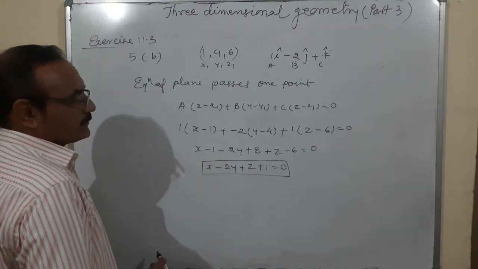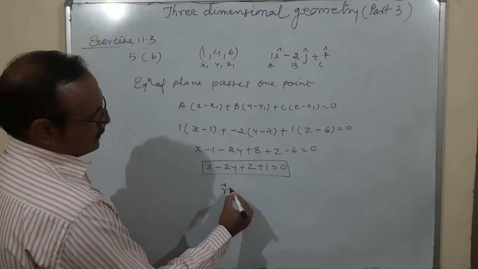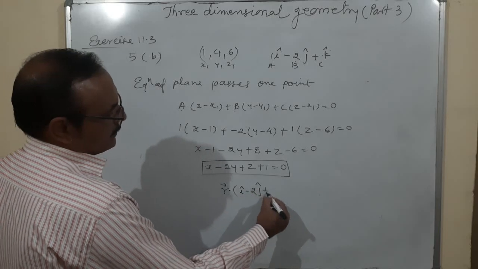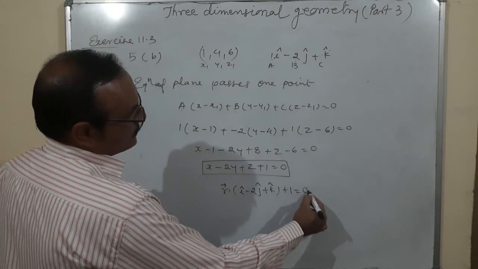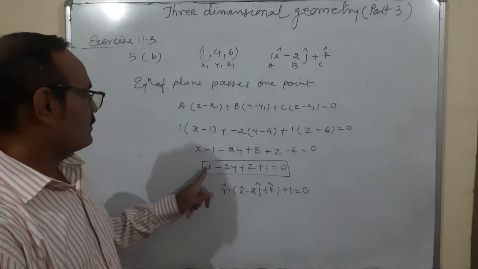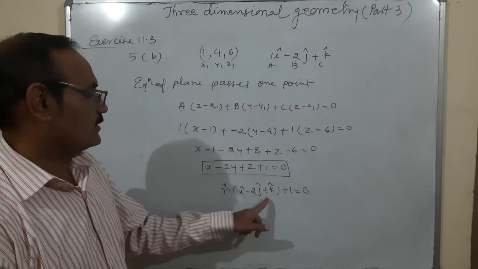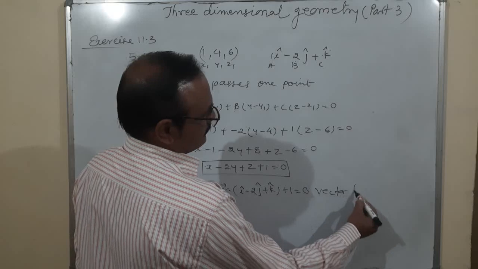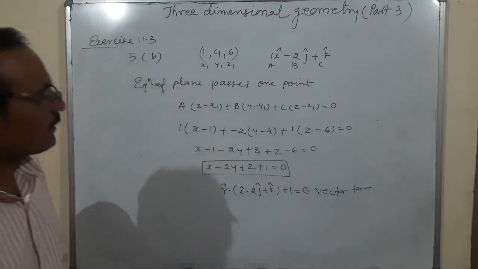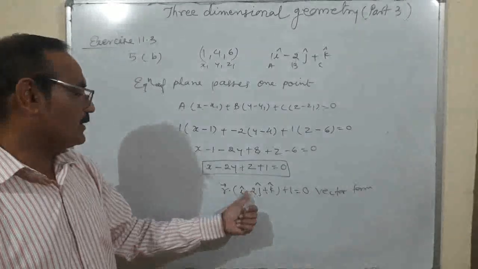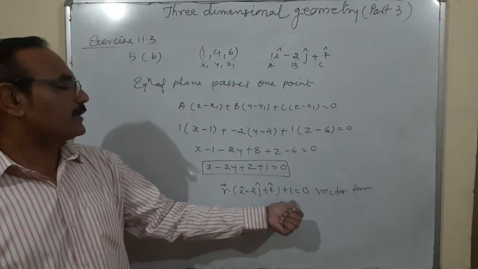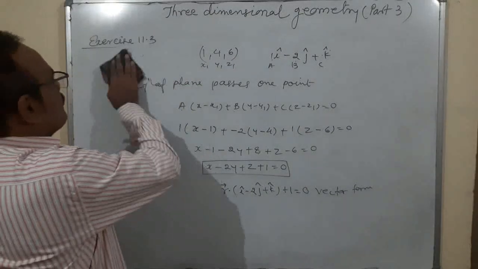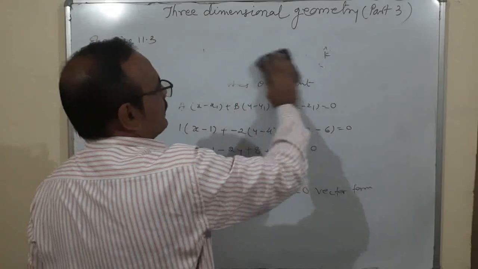When we write it in the vector form, how do we write it? Vector r dot (i minus 2j plus k) plus 1 is equal to 0. Okay, that is the vector form. Because the normal is already given, the normal dot product with r plus 1 is equal to 0. So this is the vector and Cartesian form when the plane is passing through one point.